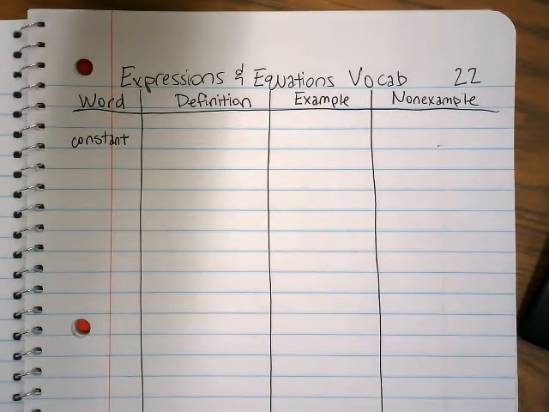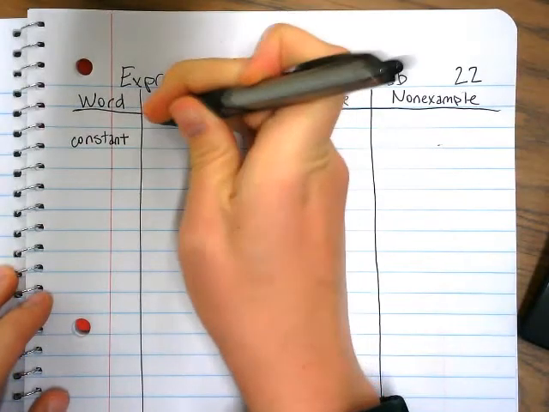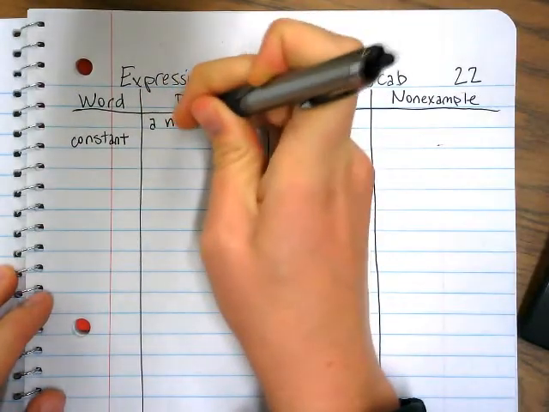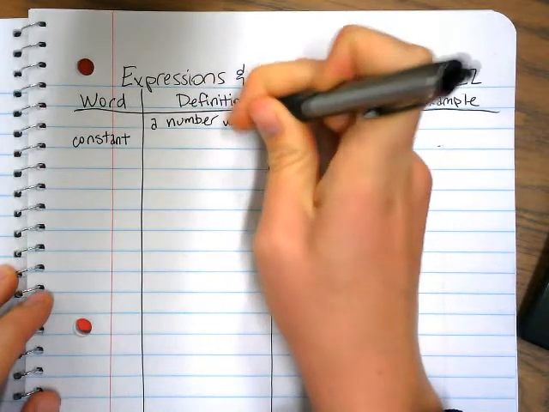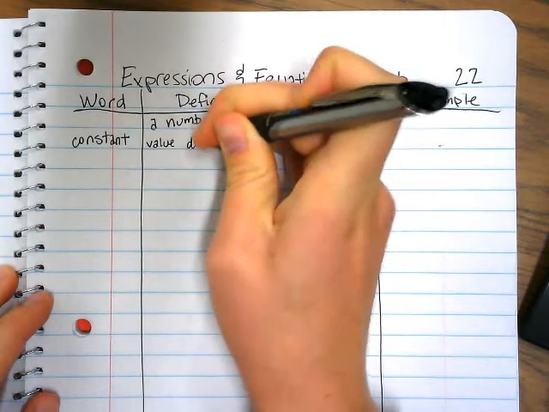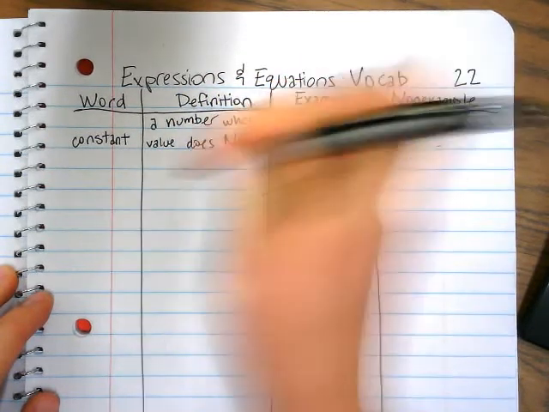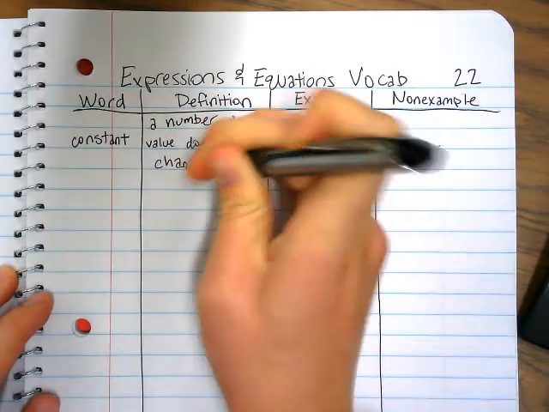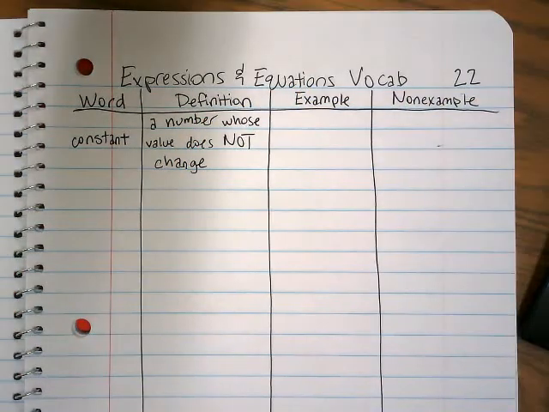The word constant you might have heard outside of math, but it usually means something that's not changing, something that stays the same. In math, the word constant is something very similar. The definition of constant is a number whose value does not change. I'm going to write that "not" in all capital letters because that's the most important. A constant is a number whose value does not change. It stays the same.